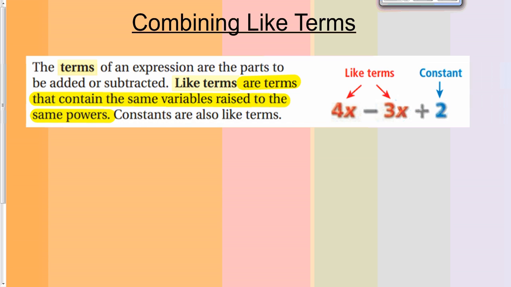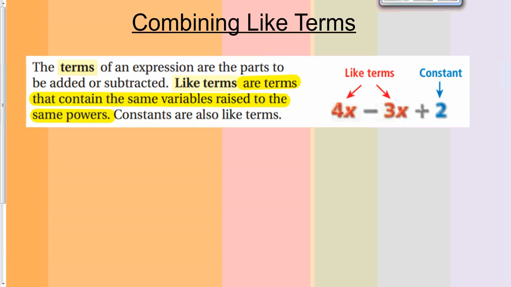So here is kind of an overall definition. Terms are just parts of an expression that are to be added or subtracted. The like terms are the terms that contain the same variables raised to the same powers. Okay, so we do have a little example here to the right side. The like terms are the red ones, so 4x and minus 3x. Okay, they have the same variable attached to it, x, and those variables are to the same power.